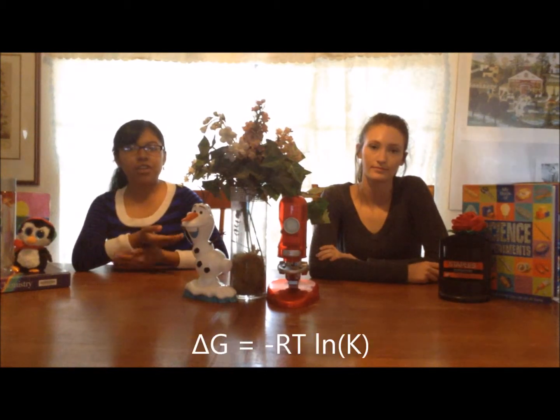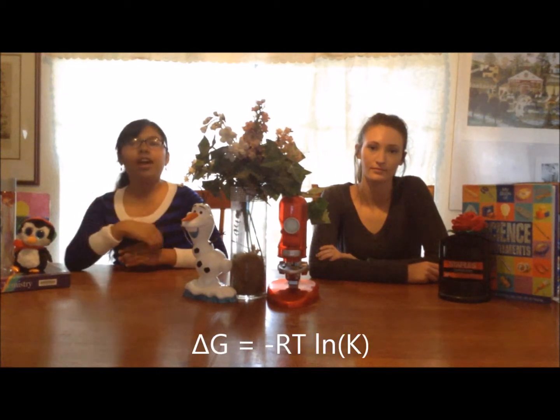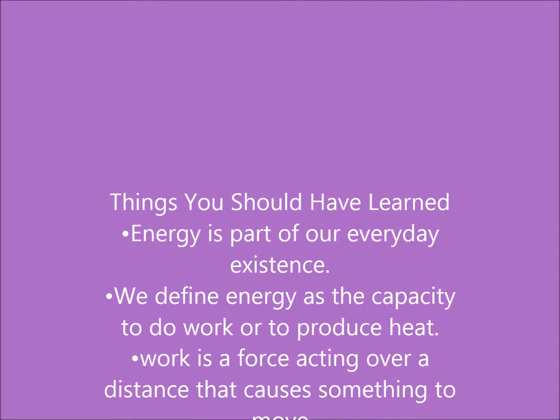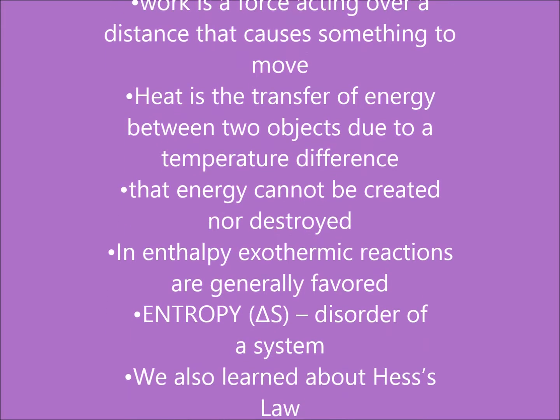So now let's talk about equilibrium. Equilibrium is defined differently in this section because we are talking about energy. From the thermodynamics point of view, we define equilibrium as the lowest value of free energy available in a reactant system. So let's talk about the equilibrium constant. The equation that we use is delta G equals negative RT times natural log of K.